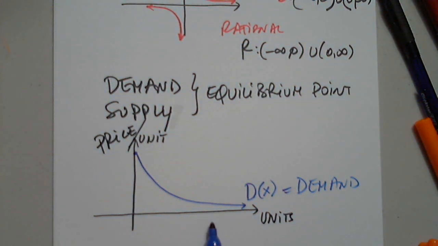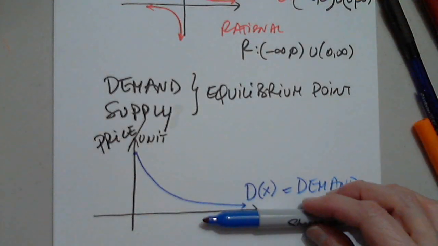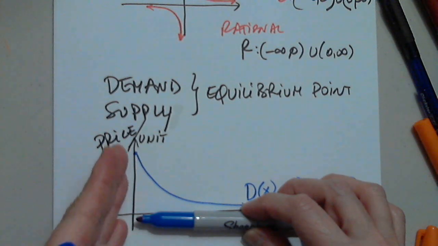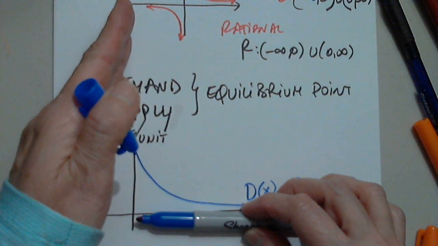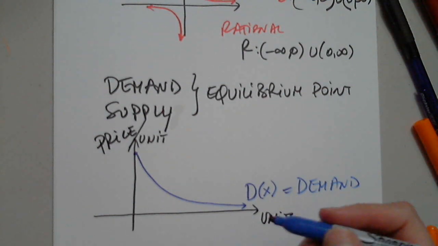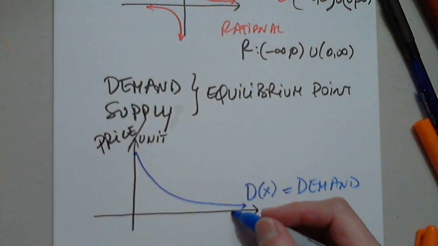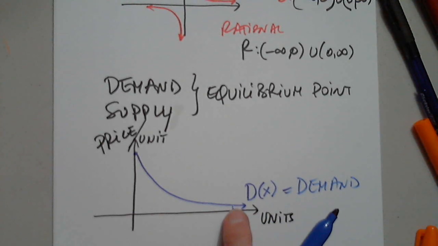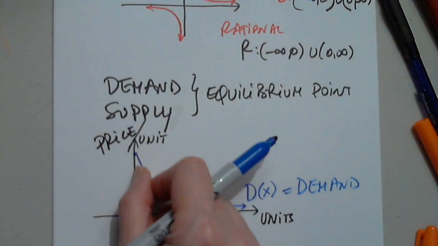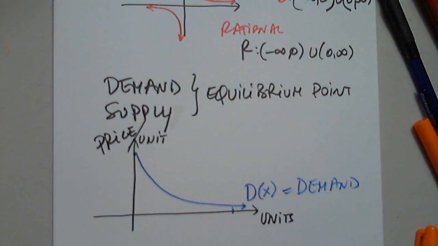What does this mean? Notice here that the number of units decreases as the price increases. The number of units increases as the price decreases. So we are willing to buy more units if the price is low. If the price is very high, we're willing to buy very few units. So it's a decreasing function.